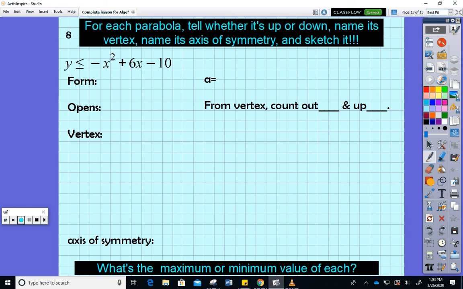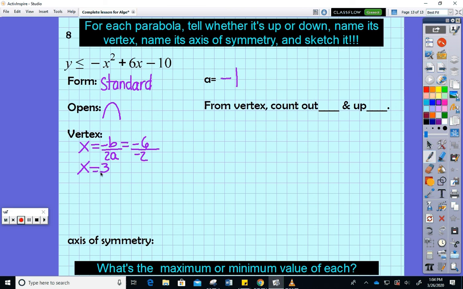Last problem. So our form on this one is good old standard form. It's pretty straightforward. It opens down. Why does it open down? Because the a value, the number before x squared, is a negative 1. Okay, so standard form makes the vertex difficult. So I have to say x equals negative b all over 2a. So negative 6 all over negative 2. Are you seeing that x reduces to 3?